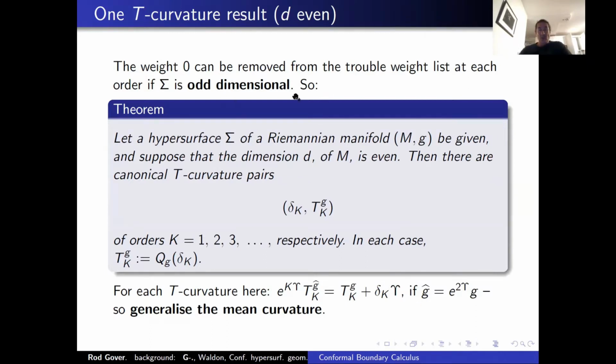So for instance, on even dimensional interiors, so you have a hypersurface of a Riemannian manifold, and suppose that the dimension of the interior is even, so the boundary is odd dimensional. Then you can make these operators and T curvatures up to all orders, right? They just go on forever. And each one of them transforms like that. So the T curvatures transform, in fact, exactly, so I'm not writing it as a density now, I'll put that factor out the front. So the mean curvature transforms like this. So these are higher, if you like, higher order analogues of the mean curvature. So remember, the mean curvature transforms to be itself plus the normal differentiating the conformal factor. So these transform the same way, but with higher order.